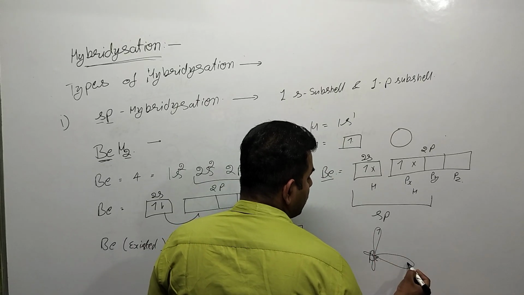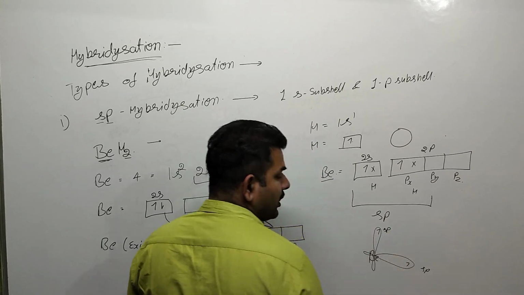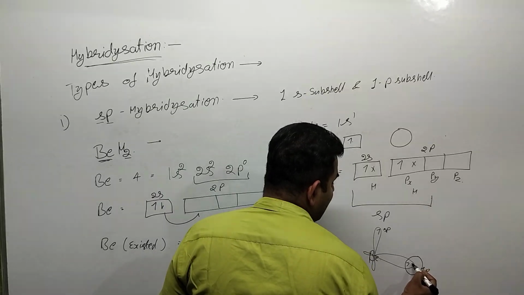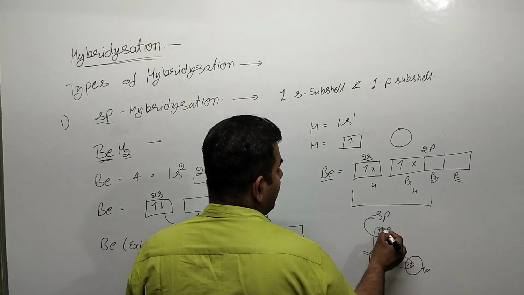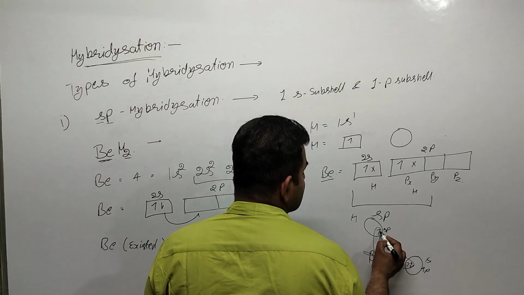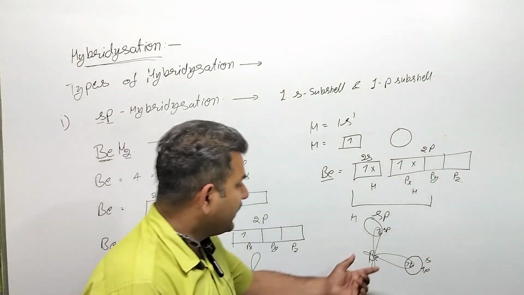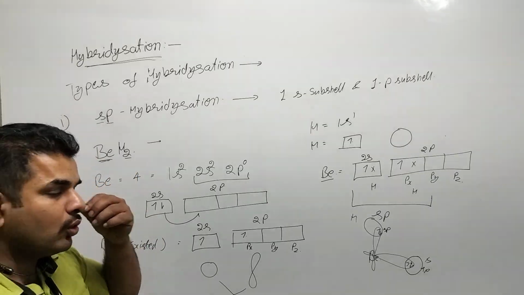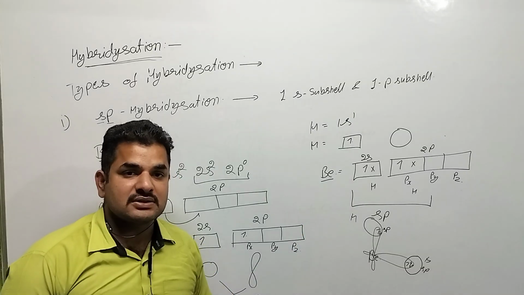This is sp, and this is also an sp hybrid orbital. One of the hydrogen atoms overlaps with this sp hybrid orbital, and the other hydrogen atom overlaps with this sp hybridized orbital. In that case, the compound of beryllium, beryllium hydride, has sp hybridization.